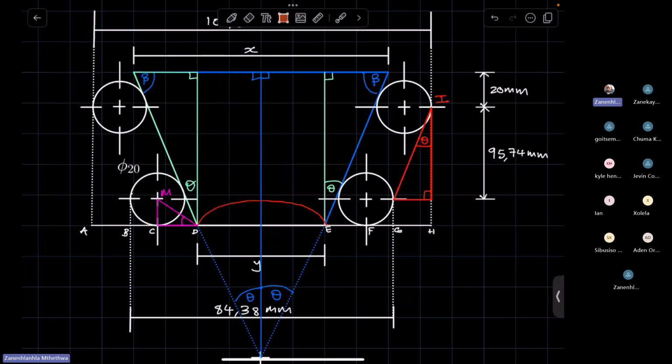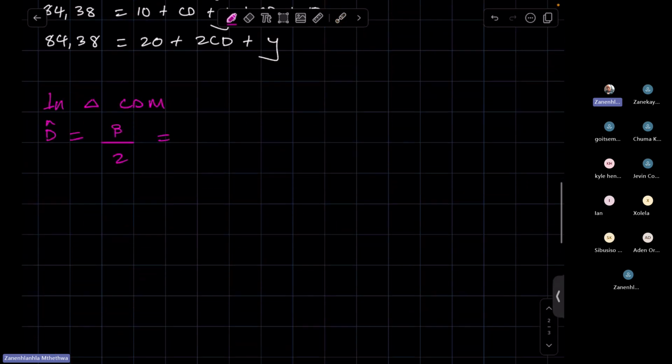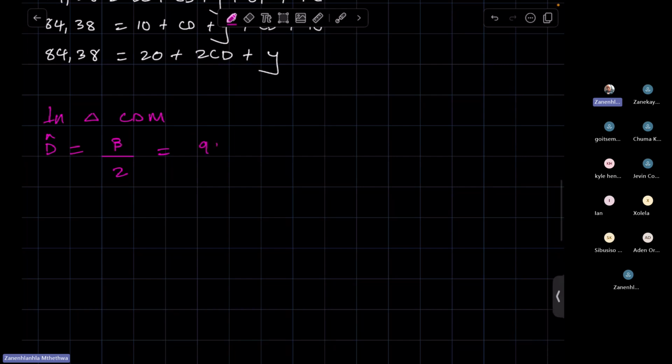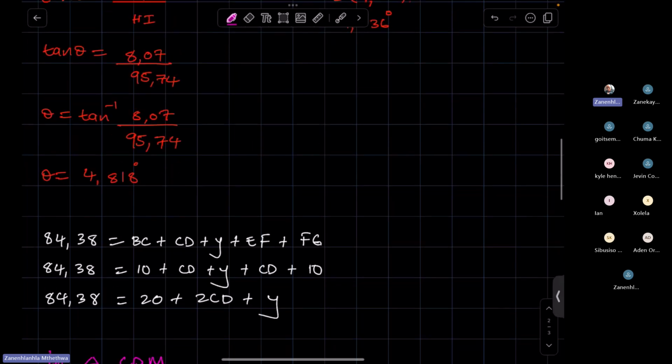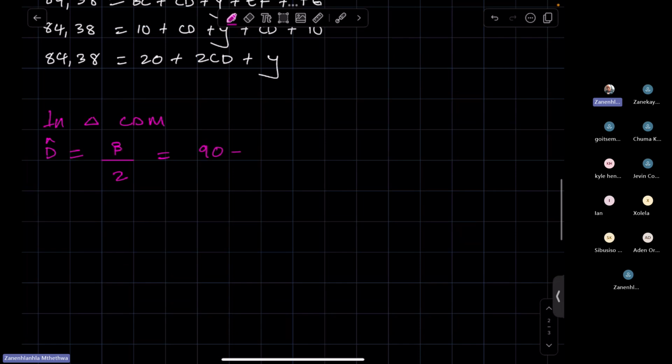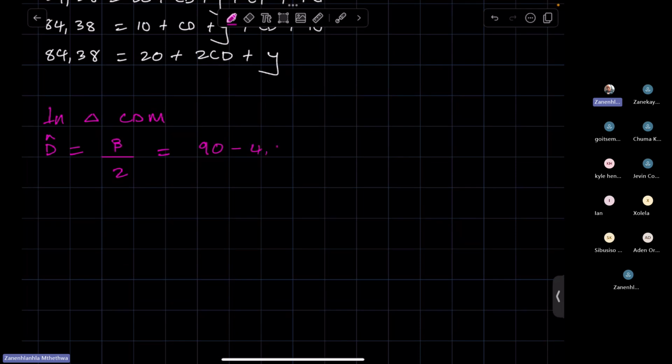Now, the triangle that I've just highlighted, from the triangle we can establish that this angle is equal to what? 90 minus theta. So that's beta. So essentially, beta is equal to 90 minus theta. So this will be 90 minus theta, and theta is equal to 48.18. So this is 90 minus 48.18, divided by 2. And what do we get here? What is this equal to?